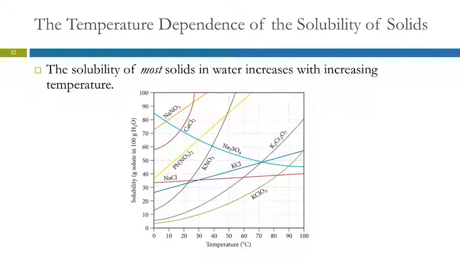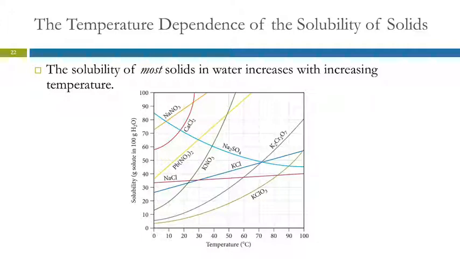The solubility of most solids in water increases with increasing temperature. So here's sodium chloride. At 0 degrees Celsius, the solubility looks to be about 34 grams of sodium chloride in 100 grams of water. And as you heat the water, the solubility for sodium chloride increases, not very much, but it does, and over here it looks like it might be 40 grams.